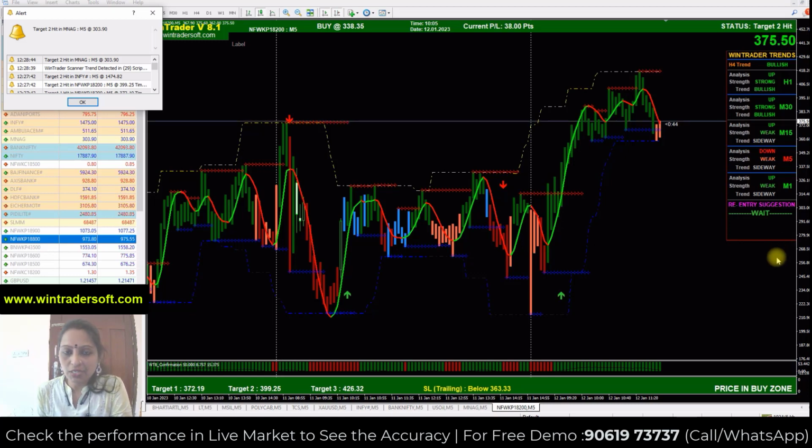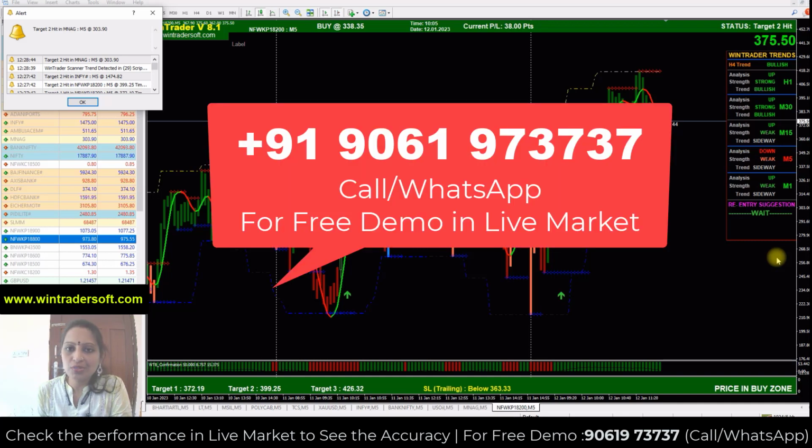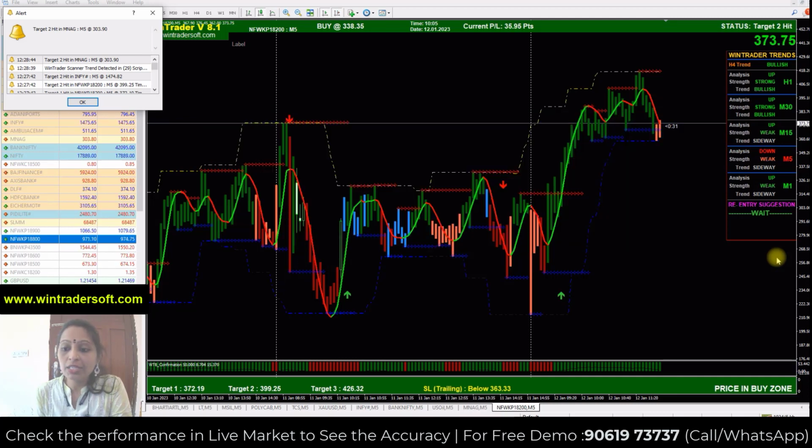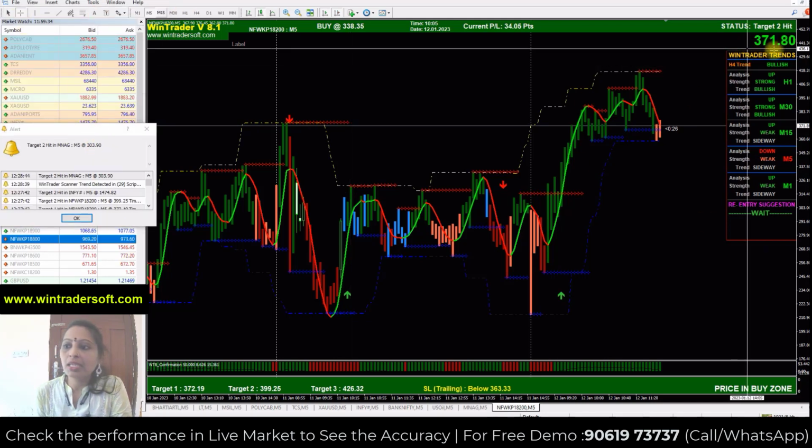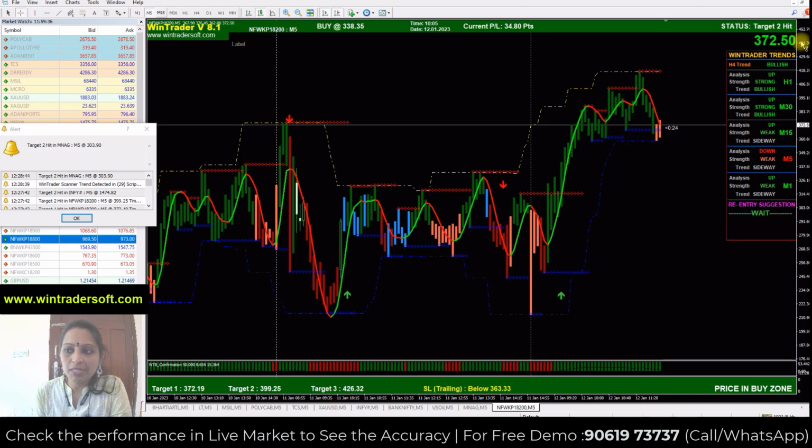In today's live video, I am going to show you the performance of option trading. I selected the 5 minute time frame and the strike price 18,200 put option, Nifty 18,200 put option. Currently the premium price is 372.15. The white vertical line is a day separation line, and the green up arrow is our buy signal. We got a buy at 338.